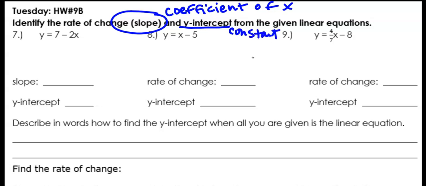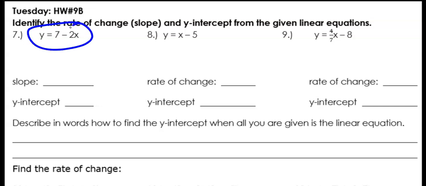So knowing those rules, when we look at this statement here, y equals 7 minus 2x, we see that the x has a coefficient of -2. Therefore, the slope is -2. The constant is +7.